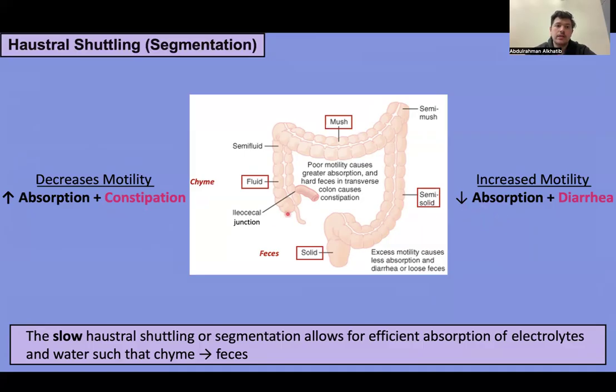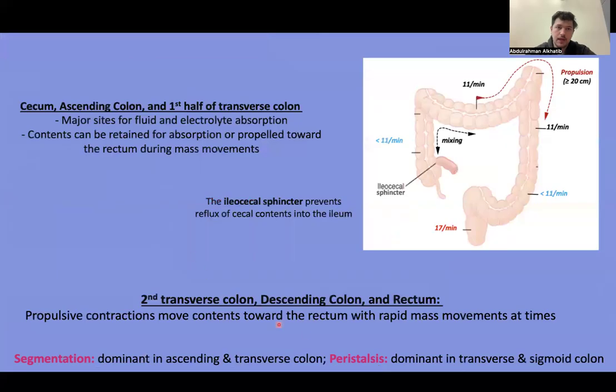Now, as you can see here, in the first part of the large intestine, the chyme was kind of fluid, turned into mushy, semi-solid, and then at the end, solid feces. Okay, so as we have mentioned, the cecum, ascending, and the first half of the transverse colon, those sites are the major sites for the absorption of the fluid and electrolytes.